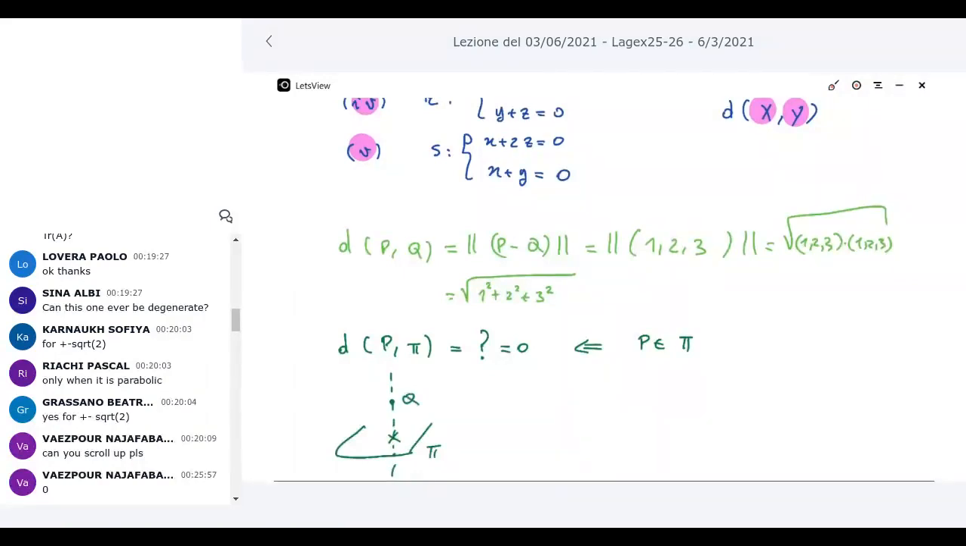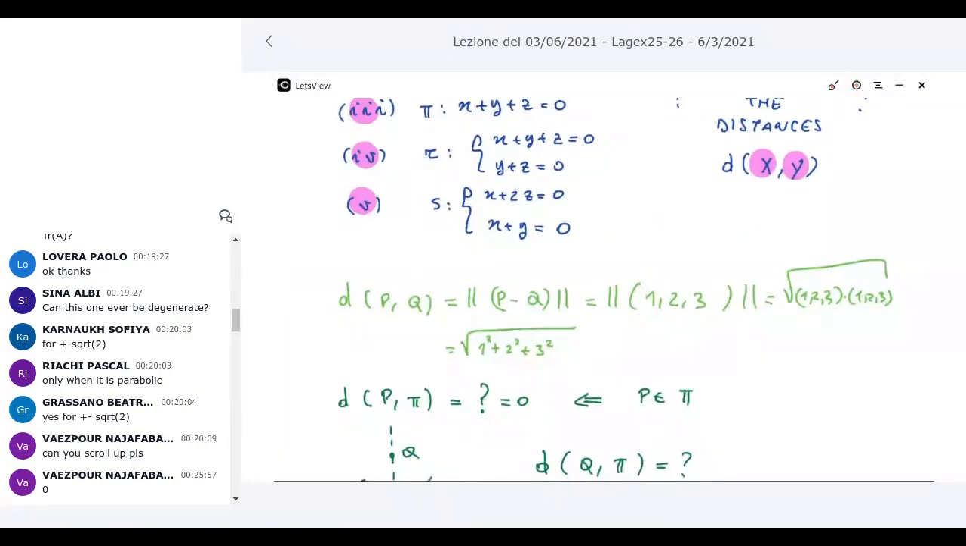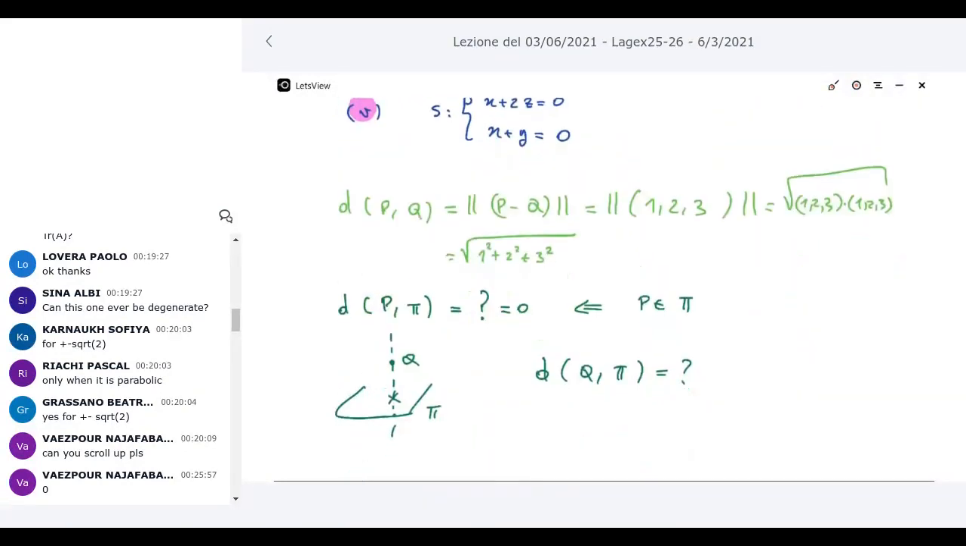Exactly. So now what happens if I use point Q instead? So what is the distance between point Q and plane pi? What do we get here? So we have also the plane, and the point Q is 1, 2, 3. So what do we get as a distance here? Well, you can use either the formula or project and take the distance between the orthogonal projection and the original point. So let's see what you get.